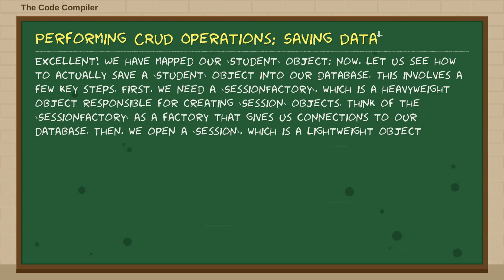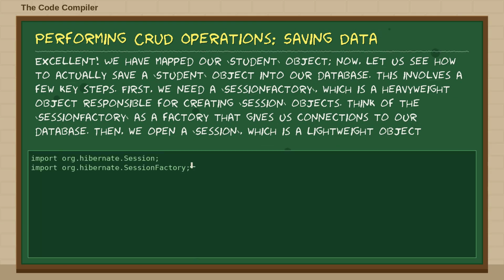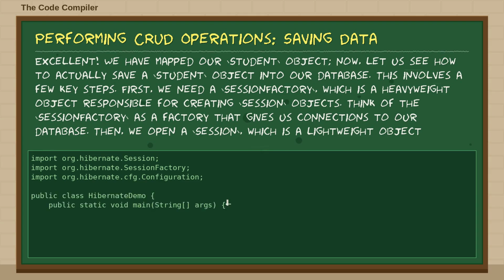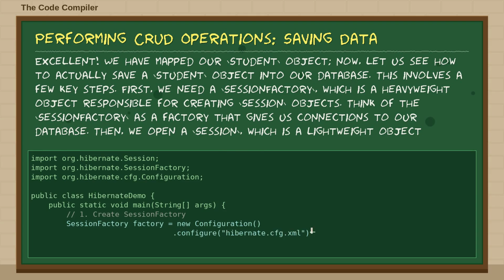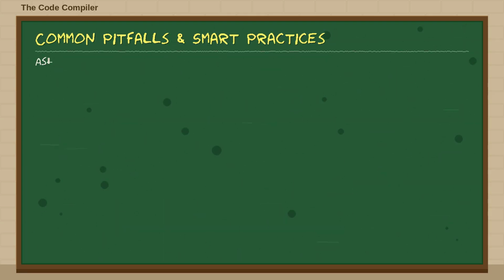We create our student object and then use session.save to persist it. After saving, we commit the transaction and finally close the session factory. This entire process ensures that our Java object is correctly transformed and stored as a record in our database table. This is the create part of our basic create, read, update, delete, CRUD operations.